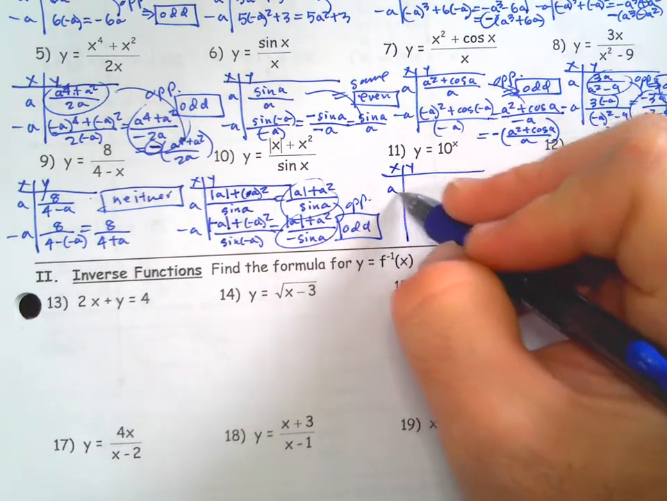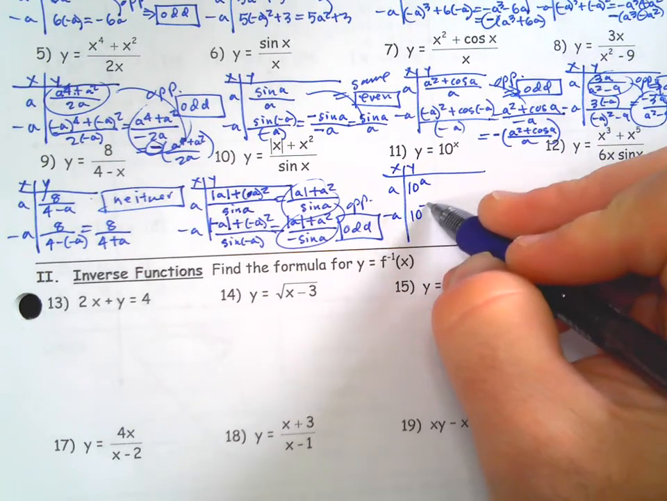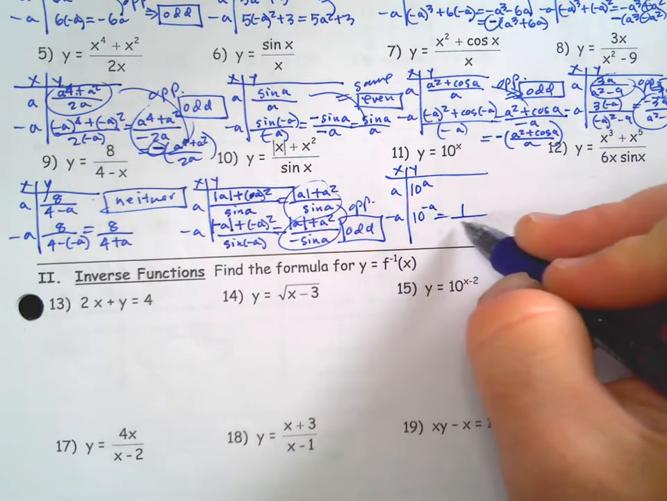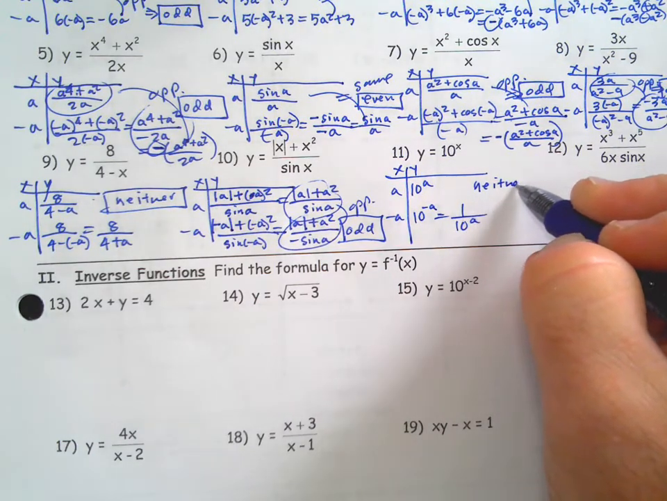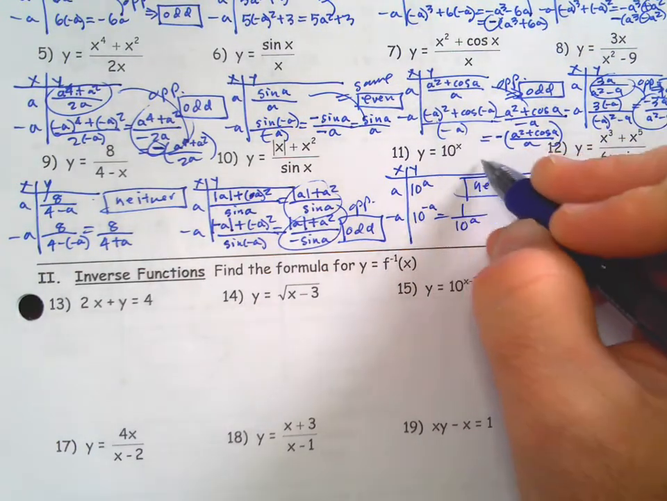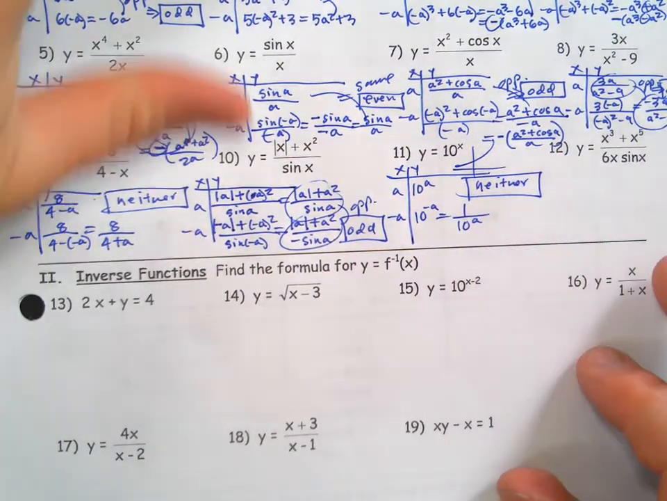xy, a negative a, 10 to the a, 10 to the negative a, which is 1 over 10 to the a. Neither. Now, you guys could probably imagine what this graph looks like anyways, right? It looks like that. It doesn't have any kind of symmetry at all.